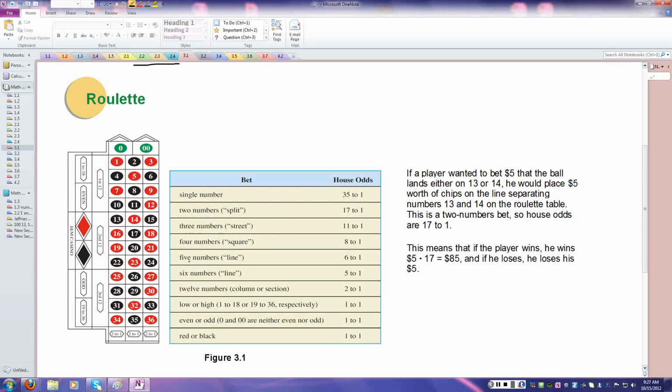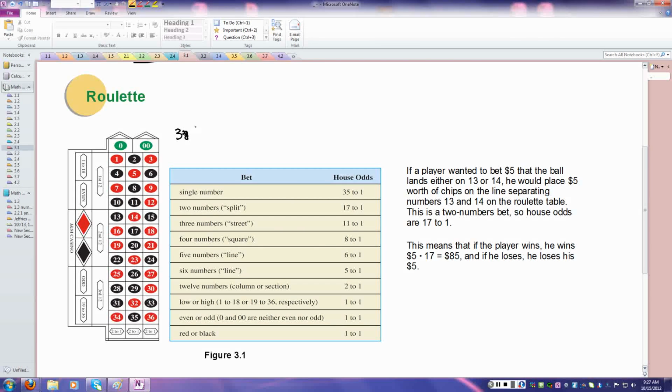So problems in 3.1 and 3.2, it's going to give you this picture. And this picture is what you would see if you were to play roulette. And there's this board with numbers 1 through 36 plus 0 and 00. So there's really 38 spaces. So when you go to talk about probability, there's 38 possible outcomes because we have 36 numbers and then 2 green numbers.